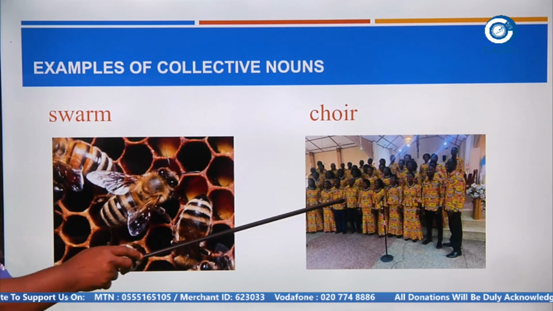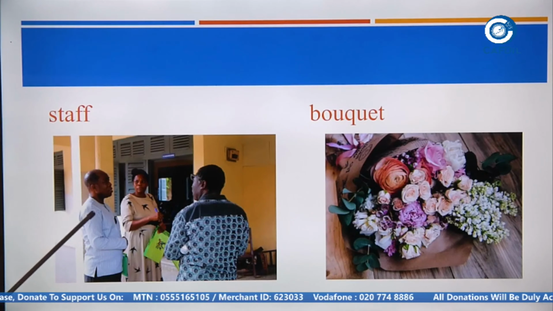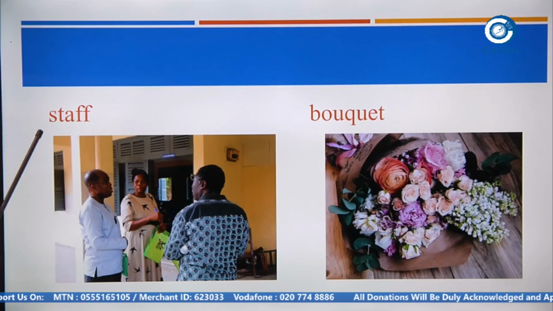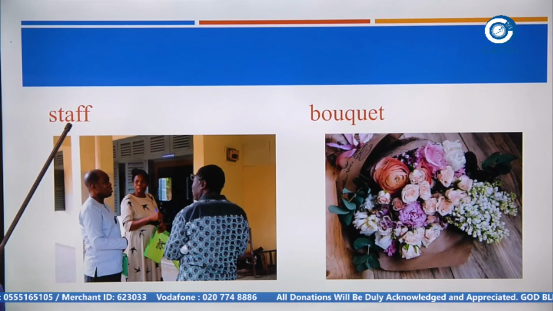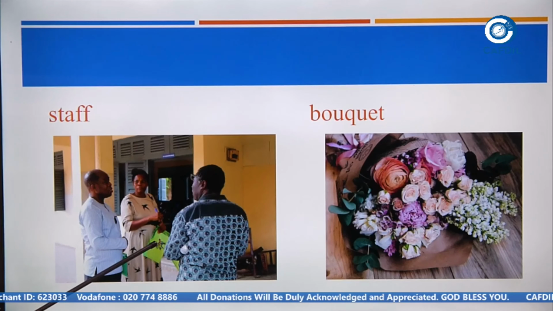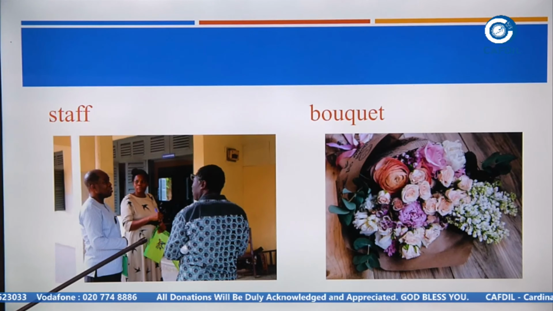These are sheep. They are moving together. They are of the same kind. We call it flock. Staff. Staff of what? Teachers. Staff of teachers. And these are flowers all together as one. We call it bouquet.